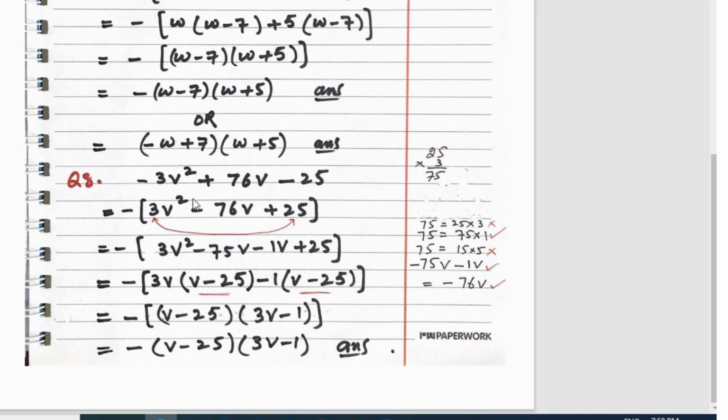-76v as a middle term, right? Before going to the factorization, first of all take minus common and write down a bracket over here like before. This minus will change the signs of all the numbers, and now the numbers are in front of you inside the big bracket. Now we have 3 as the coefficient of v square and 25 as the constant term, which is always a helpful thing for us to break the middle term, because with the help of this constant we use the sum and product method to break the middle term.